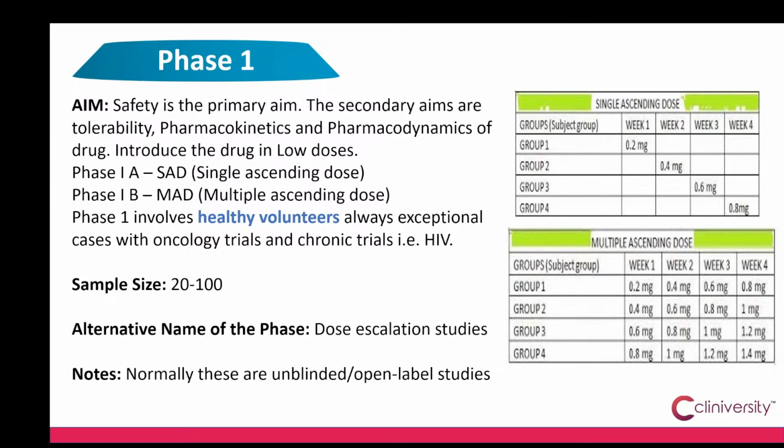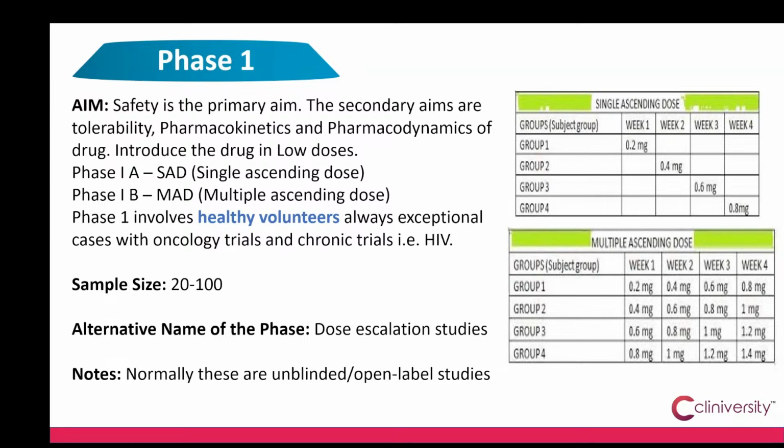So phase 1 involves healthy volunteers, with exceptional cases in oncology trials and chronic conditions such as HIV. In phase 0 and phase 1 trials, we are choosing healthy volunteers. We are not choosing diseased subjects. The main reason to choose healthy volunteers in phase 0 and phase 1 is that we are trying to find out the dosage, the safer dosage for the subjects.